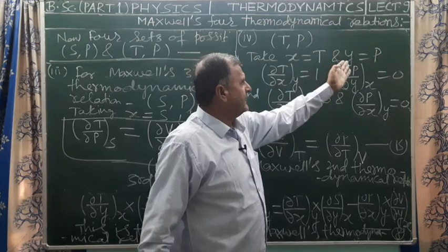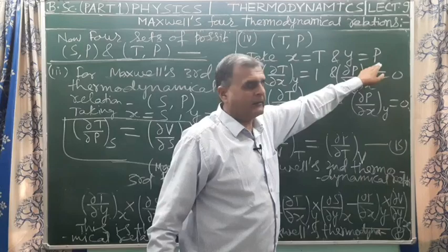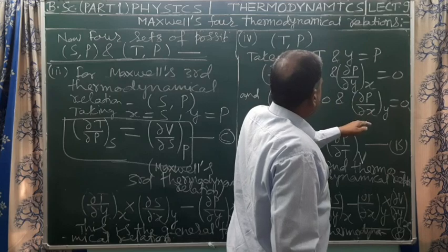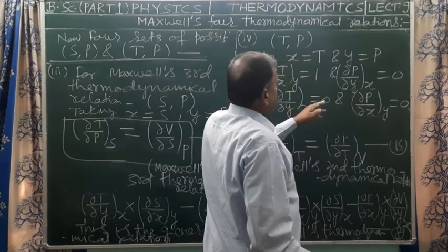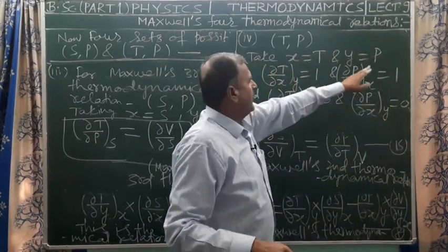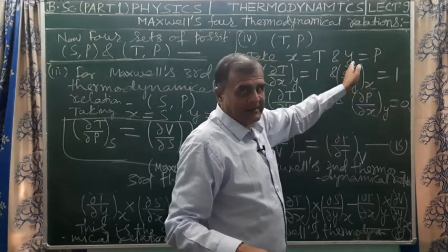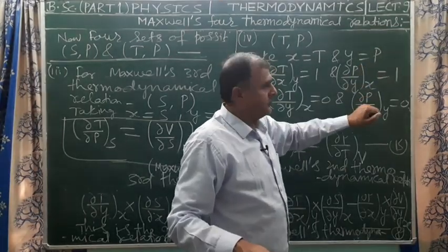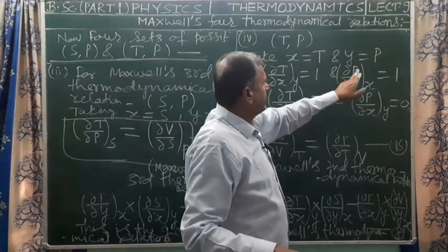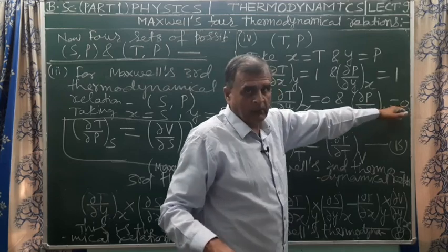Since we have taken the second variable y equal to pressure, so partial differentiation of pressure with respect to y, del P upon del y at constant x, sorry, it is not 0, it is 1. Del P upon del y at constant x is equal to 1. Since we have taken y equal to pressure, partial differentiation of P with respect to y keeping x constant is 1, but partial differentiation of P with respect to x, that is del P upon del x at constant y, will certainly be equal to 0.